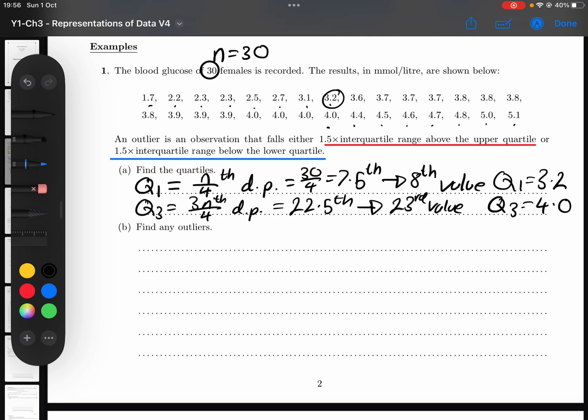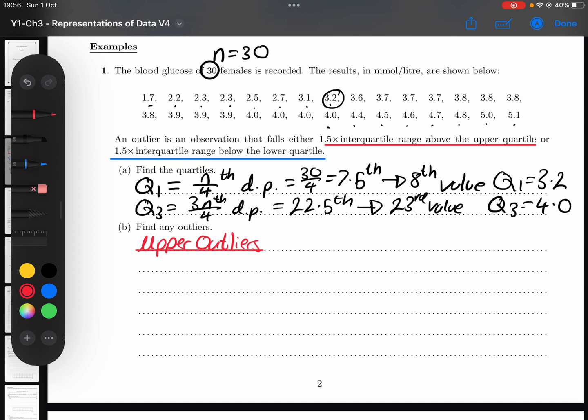Now in part B, we're going to use those values to find the outliers. So we're going to split this into two halves. We're going to find the upper outliers first. So we'll think about the upper outliers. Are there any values that are too big in that data set? Well, our formula is 1.5 interquartile ranges above the upper quartile.